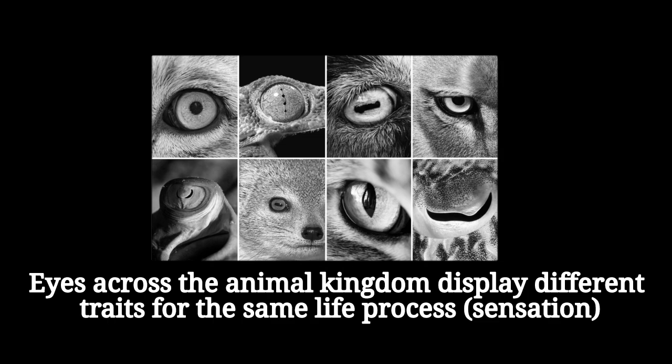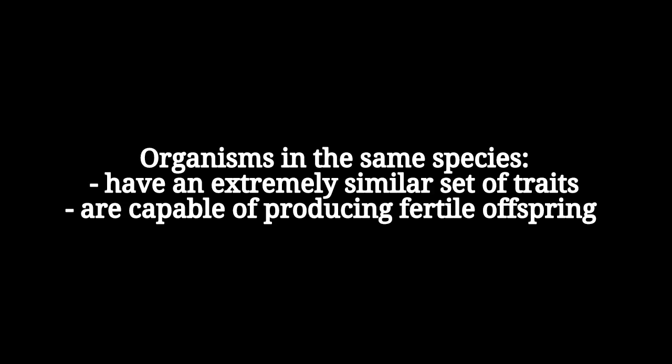How living things go about performing those processes is determined by their traits. These can usually be passed on from parent to offspring during reproduction. Living things belong to the same species if they have the same traits and can mate to produce fertile offspring.